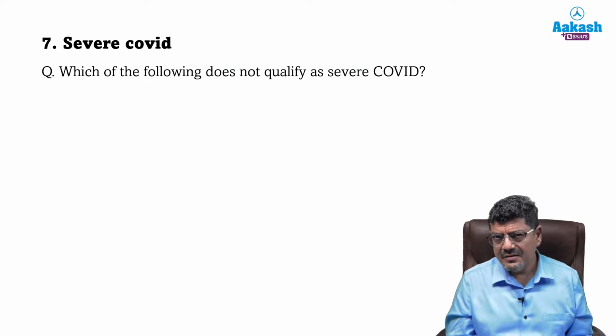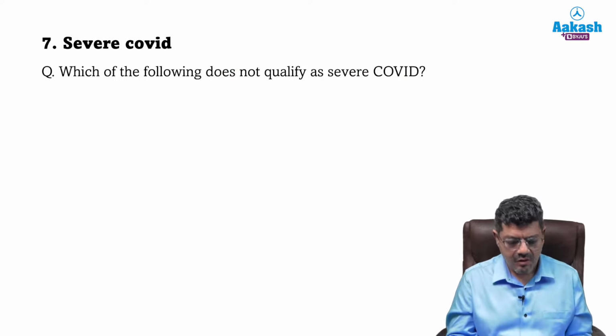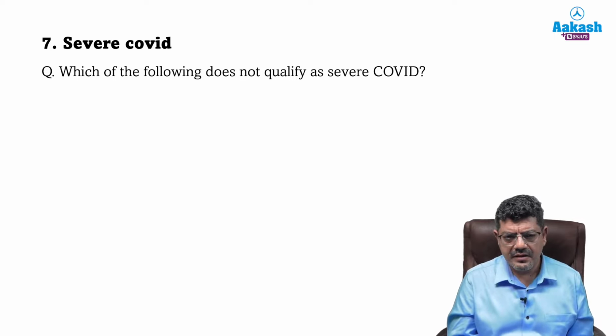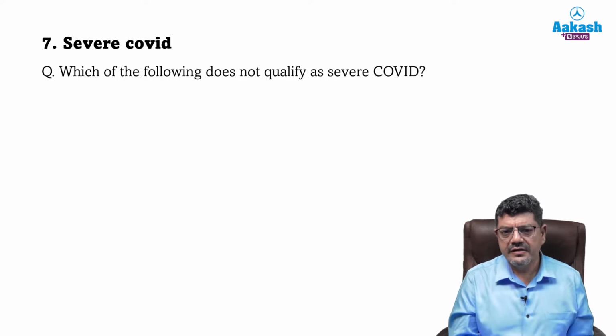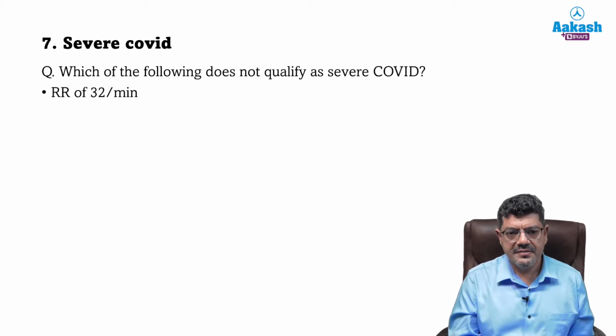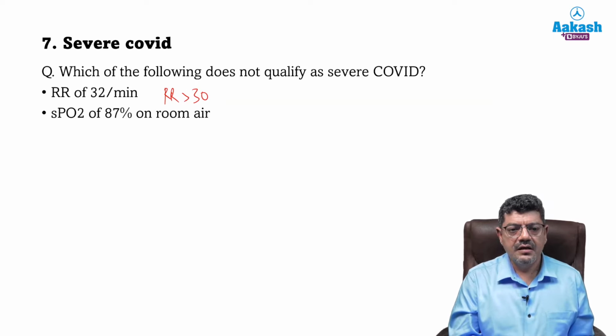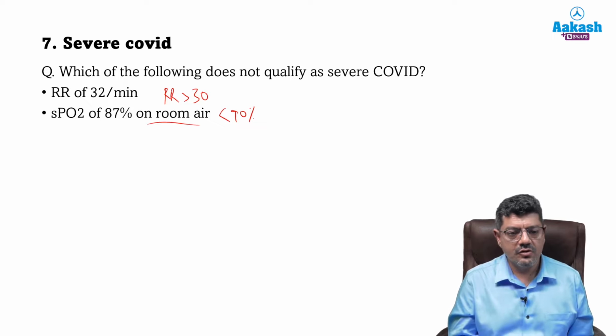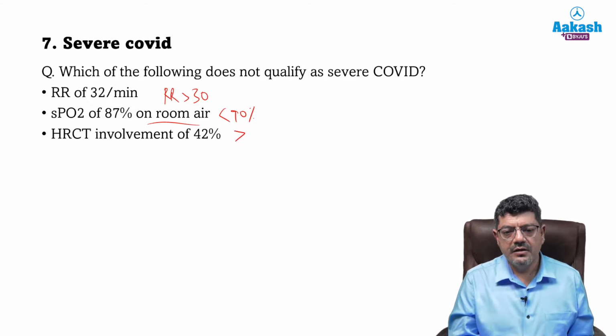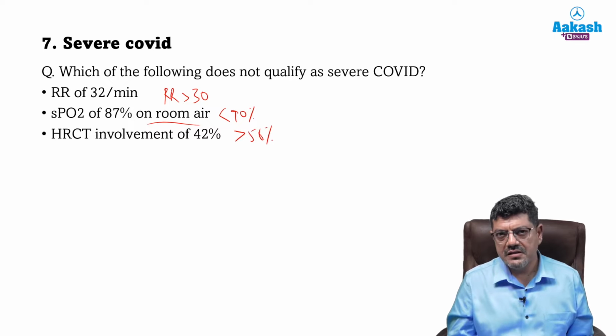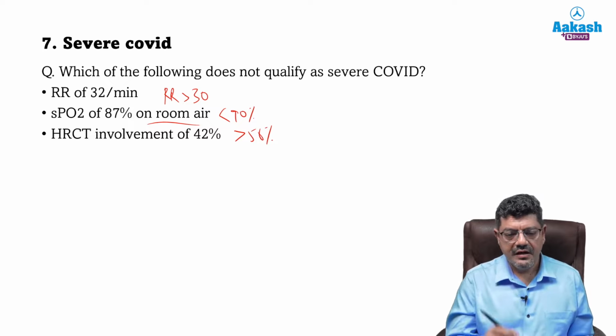So as far as I remember, please correct me in the comments if I'm wrong, this was not a multiple correct question. They had asked which of the following does not qualify as severe COVID. A respiratory rate of more than 30 does qualify as severe COVID. A saturation of less than 90% on room air does qualify as severe COVID. Now, a CT involvement of more than 50% is what defines severe COVID, right? So that is definitely not one of the features of the criteria for severe COVID.